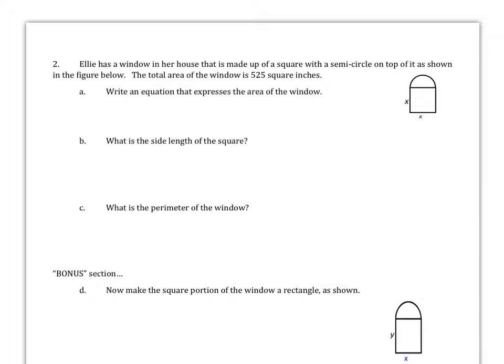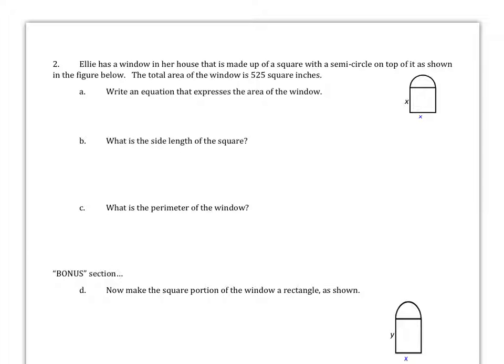Now we have the window problem, and I'm only going to look at parts A, B, and C here. The bonus section gets a little ugly, and you're not responsible for that. So I'm just going to look at the first part of the window problem. So Ellie has a window in her house. It's made up of a square with a semicircle on top of it, as shown in the figure. The total area of the window is 525 square inches.